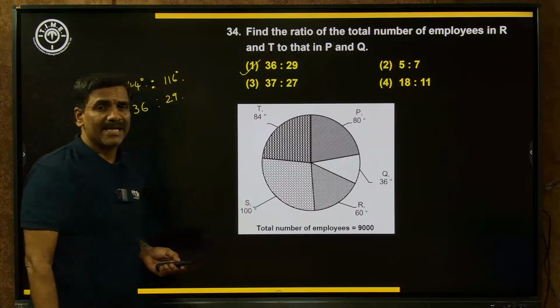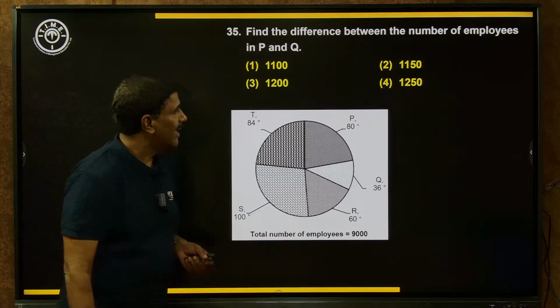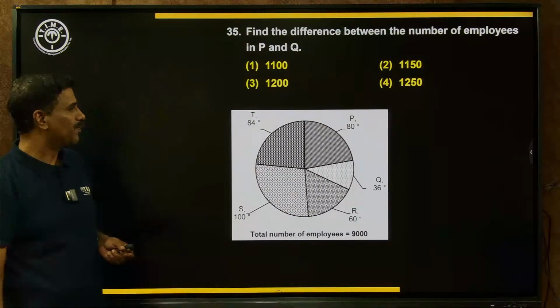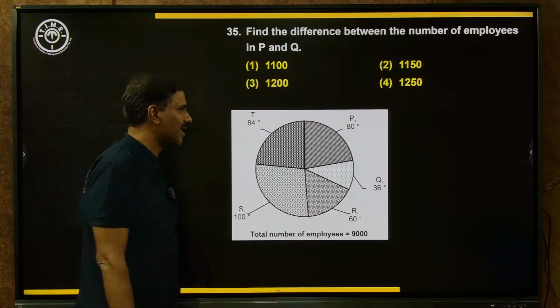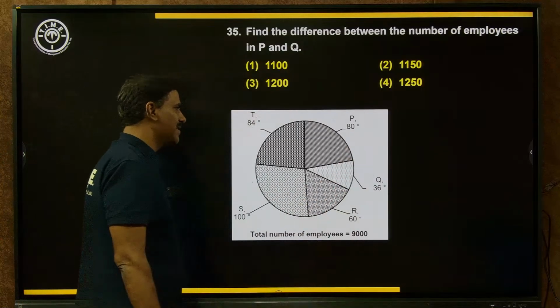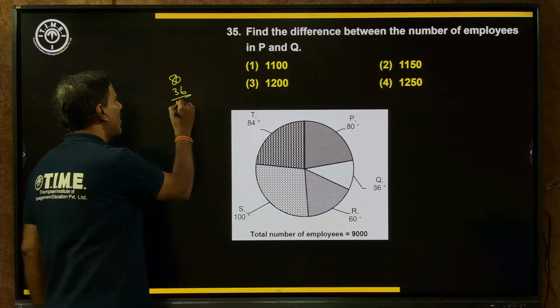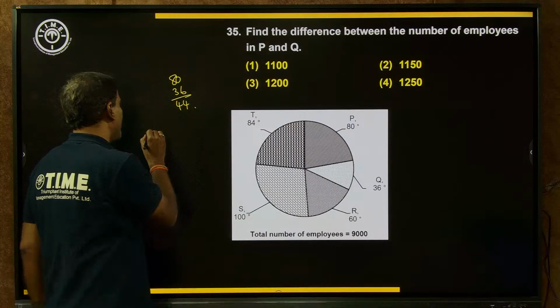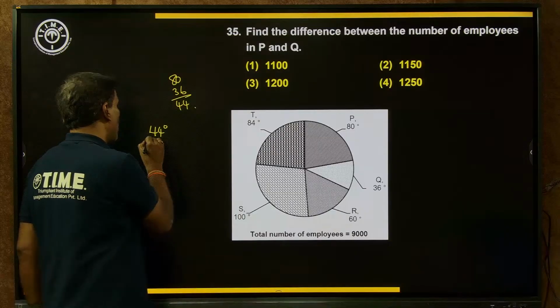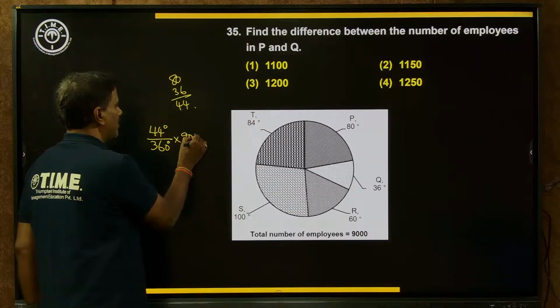Let's look at the next one. Find the difference between the number of employees in P and Q. So for P and Q we need the difference. P has 80 degrees presence, Q has 36 degrees presence. So 80 minus 36, basically 44 degrees. So the difference will be 44 degrees out of 360 degrees in 9,000.